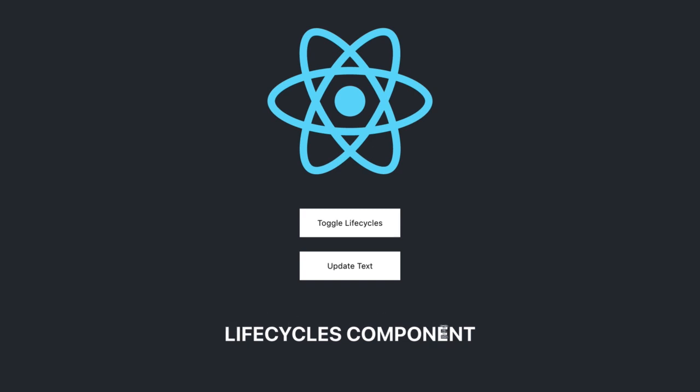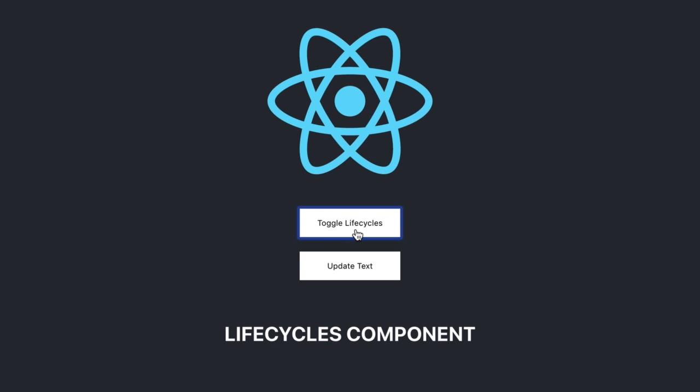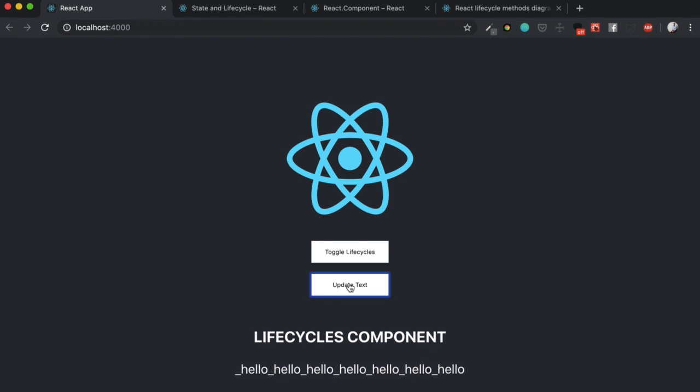Now, I know this lifecycle component just looks like a bit of text right now, but I just put it here so that you can see whether or not it's there. What I mean by that is whenever you click this toggle lifecycles button, you'll see that that component disappears, right? I'm pulling it off the DOM based on whether or not you've clicked the lifecycles button. And the update text button, whenever you click, will just put this underscore hello. And the more you click it, the more underscore hellos get appended to that text. Now, let me show you what the code looks like.